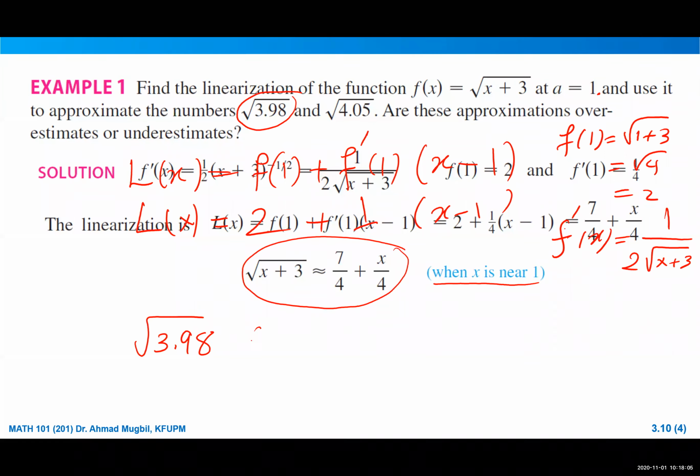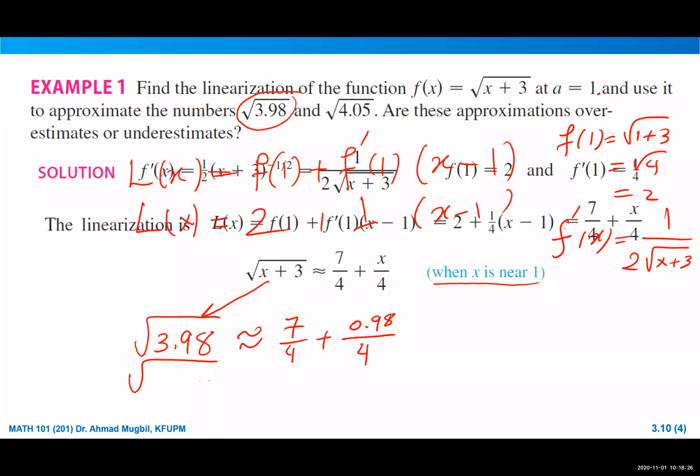Who can tell me this is approximately equal to what? 7 over 4 plus what over 4? 0.98. How do you know that? Because compare this with this. This is 3, so 3 plus what? 3.98 is 3 plus 0.98.